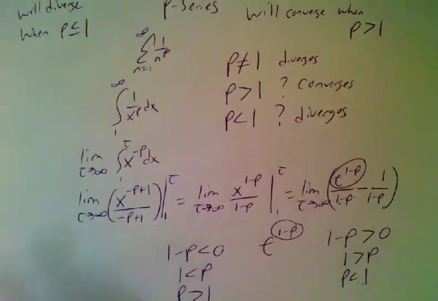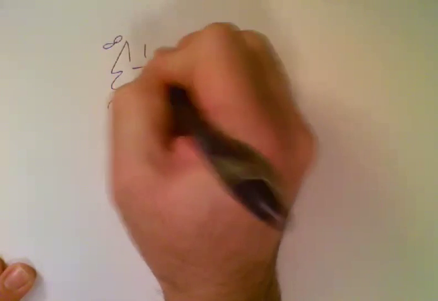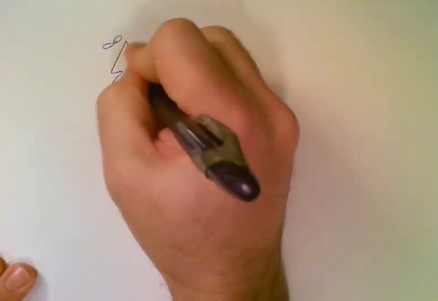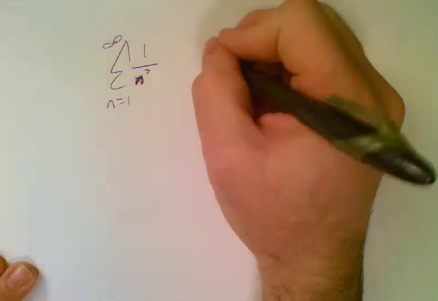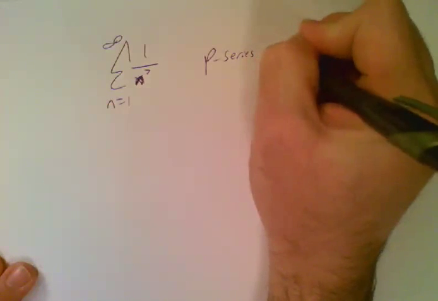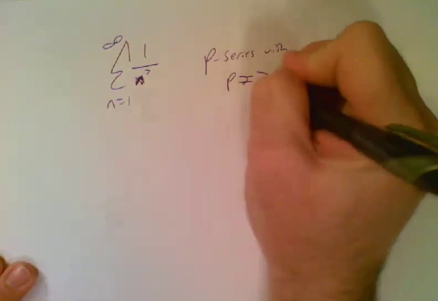Let's do an example or two. Let's see. Actually, very simply, how about 1 over x to the 7th? Oh, I should do n to the 7th, sorry. n to the 7th. Integral test? No, thank you. I think I'll just do a p-series test and just say this is a p-series with p equaling 7, which is greater than 1.